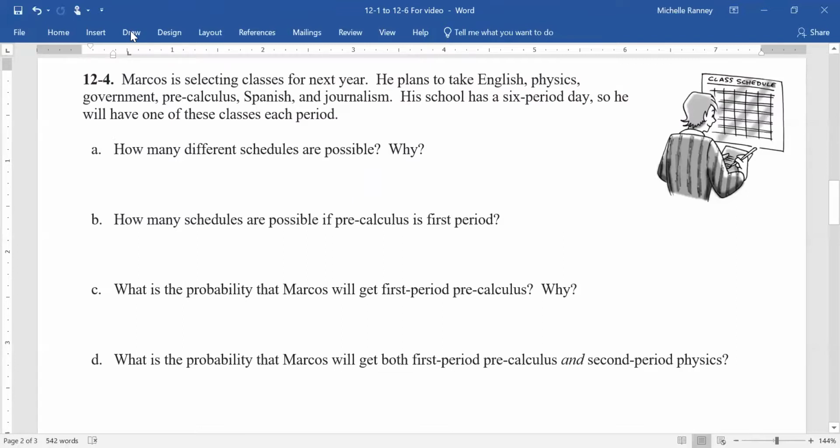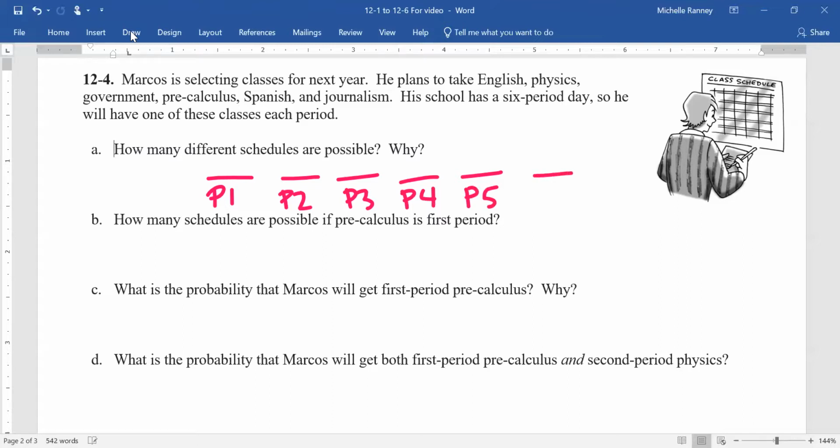Okay, so how many different schedules are possible? So he's going to have his first period, period 2, period 3, period 4, period 5, period 6. So right now, you guys fill this decision chart out and figure out how many different schedules are possible.